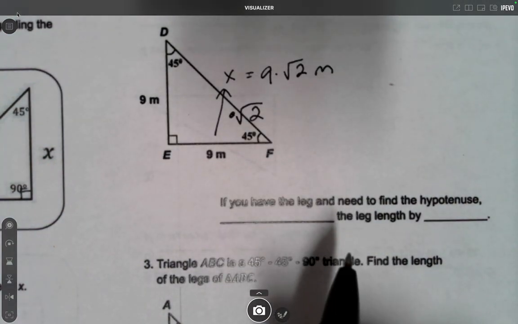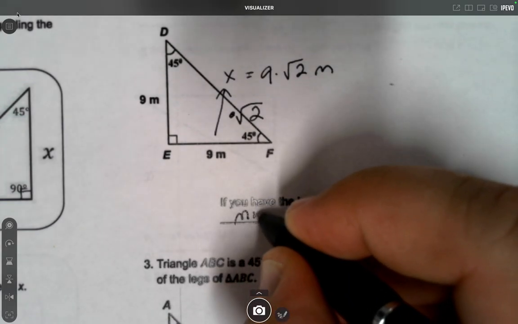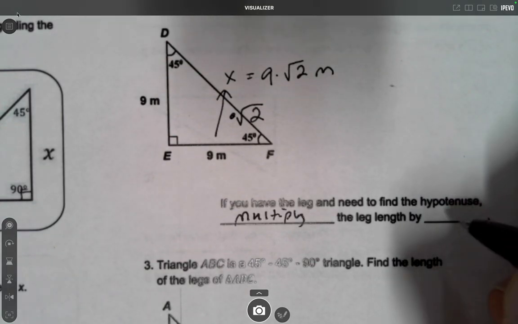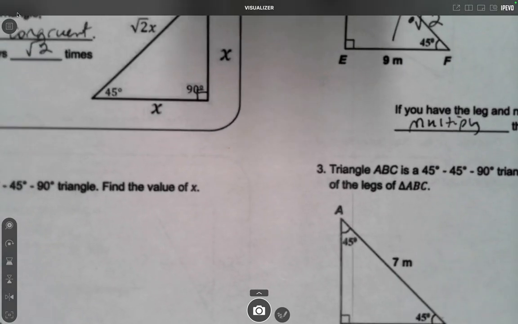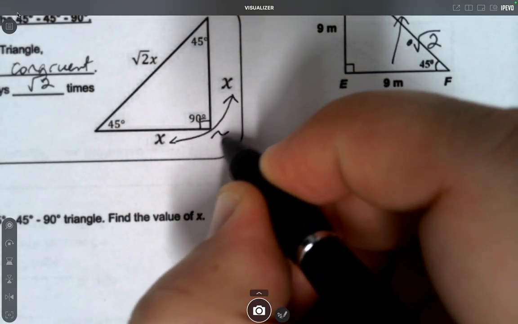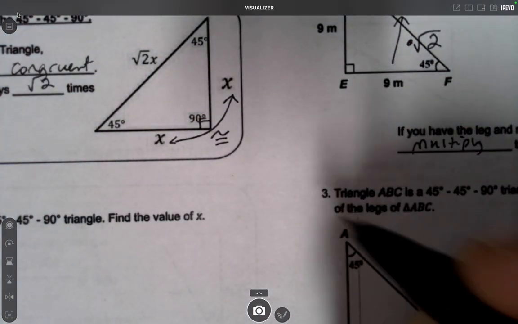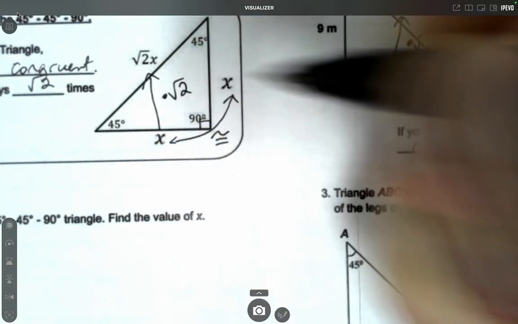The reason I put these sentences after each example is I want to help you have a guide for when you think, okay, this is what I have, this is what I need, how do I get there? So if you have the leg and you need the hypotenuse, multiply the leg length by the square root of 2. So let's talk about what we've already confirmed. The two legs are congruent. If I want to move from the leg to the hypotenuse, I need to multiply by the square root of 2.